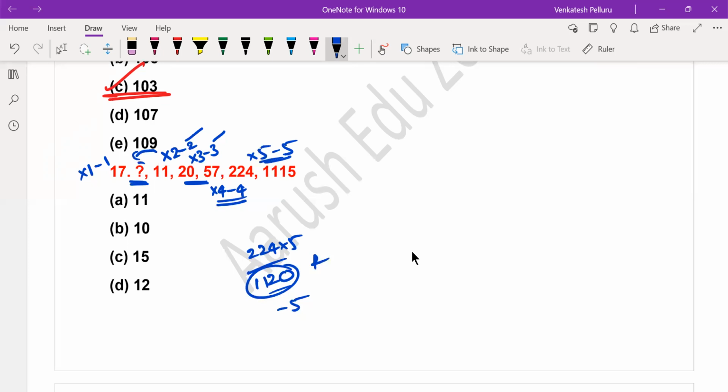So there is a question mark, or an unknown value x. If I multiply this by 1 and subtract 1 from the result, then I have to get a result of what? 11. So which is the value that when multiplied by 1 and subtracting 1 will give you 11? That is 12. 12 ones are 12. 12 minus 1 is equal to 11. Hence the value that comes in the place of the question mark is option D, that is 12.